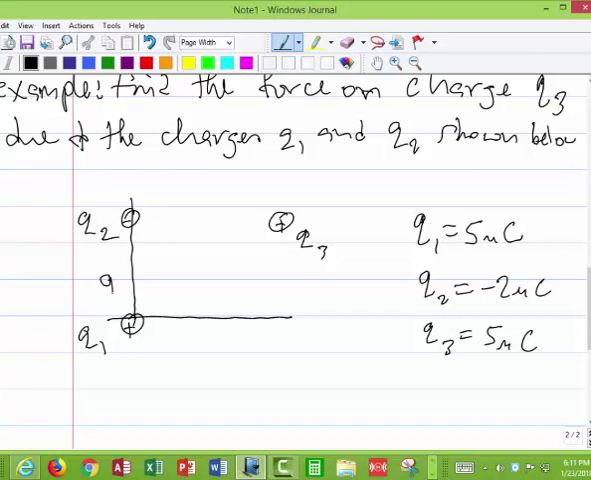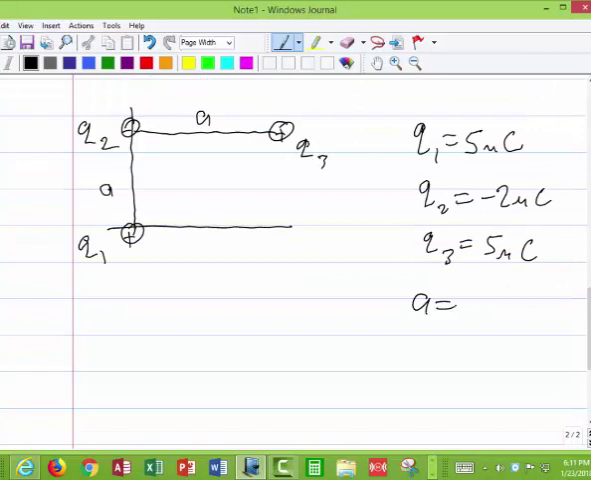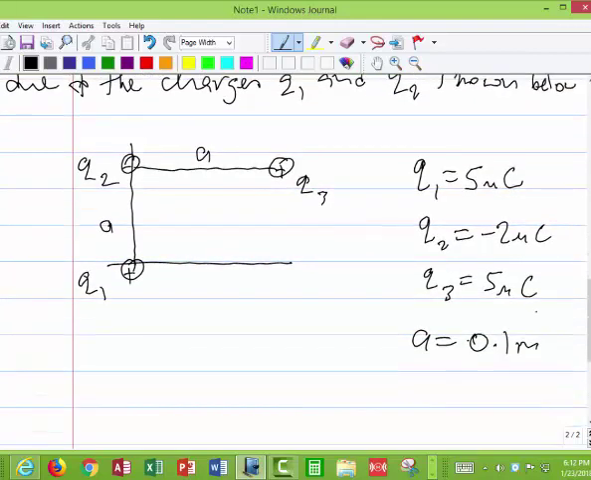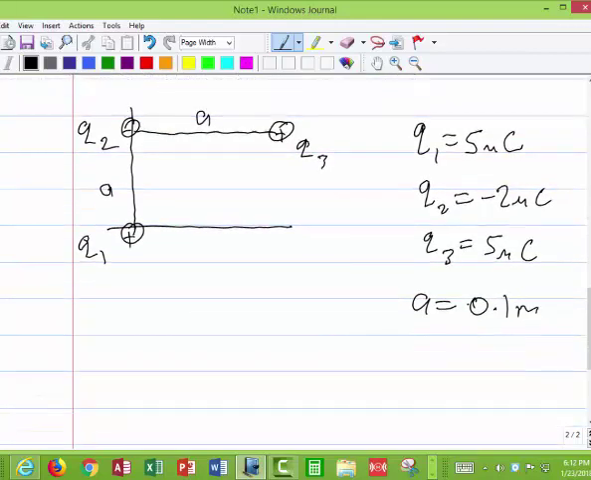And then the distances, let's say this is A. So they are located at the corners of a right triangle as shown here. This is A. This distance is also A. So A is equal to 0.1. The question is to find the force on charge Q3. So see if you can do this exercise, finding the force on charge Q3.